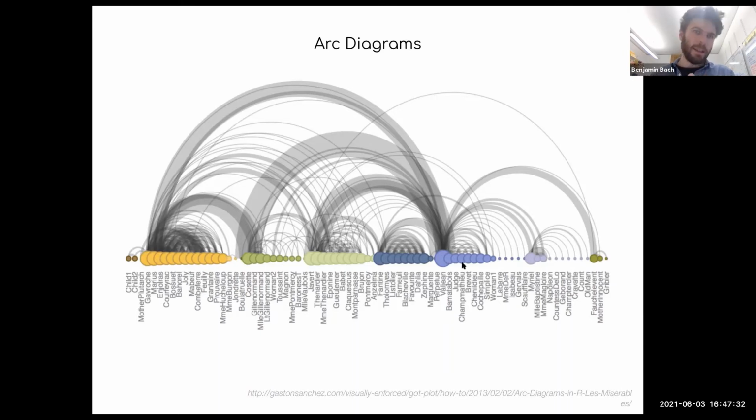In fact, this is the same social network that I've shown earlier on about Les Miserables. So you see again, Valjean is connected to a lot of people, and you can show the weight of these edges. But what's really interesting about them is that you can order the nodes according to something meaningful.